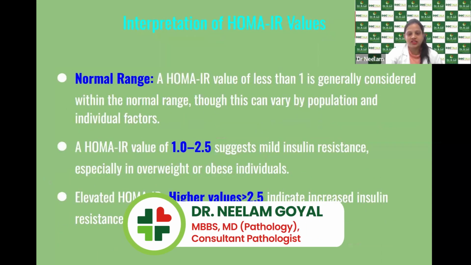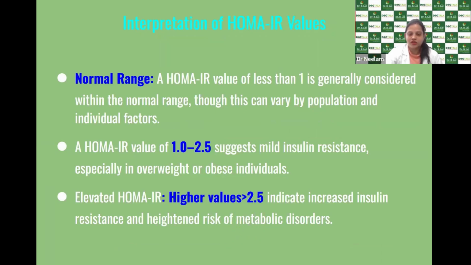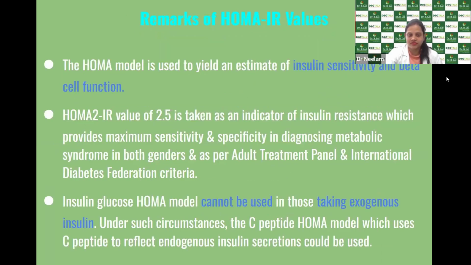So the normal range is less than 1, which is considered normal, and this can also vary by population and individual factors. 1 to 2.5 suggests mild resistance, especially in overweight or obese individuals. Elevated, higher than 2.5, indicates insulin resistance and the risk of metabolic disorders.